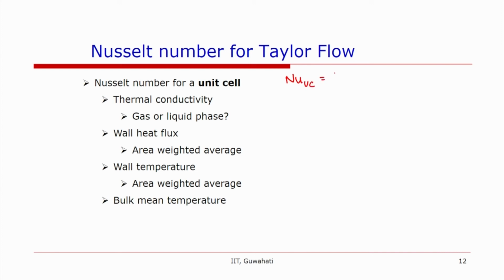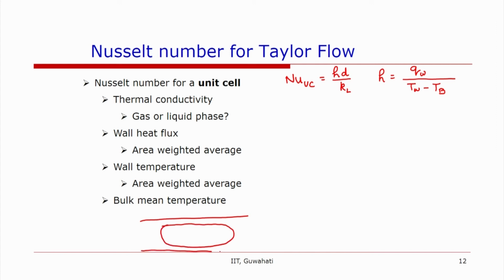Okay. So, when we define the Nusselt number for a unit cell, Nu unit cell is equal to H d over K. K will be K liquid, no change there. D will be the channel diameter. H is equal to Q wall over T wall minus T bulk. Now remember this is for the entire unit cell, which consists of the bubble or droplet and two halves of the liquid slug.